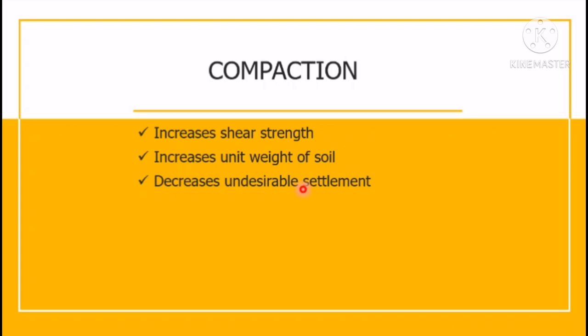And then, compaction also increases stability of slopes and embankment. So, ang slopes natin at embankment natin, kapag atin siyang na-compact, mas nagiging stable siya. So, compared sa slopes and embankment na hindi nako-compact, mas magiging prone siya sa landslide and sa pagbuko. Okay?